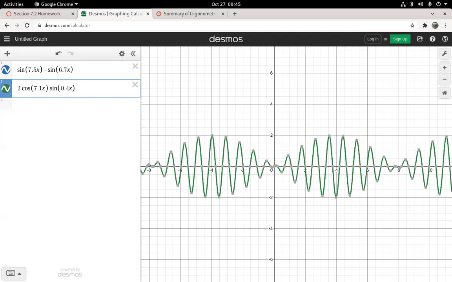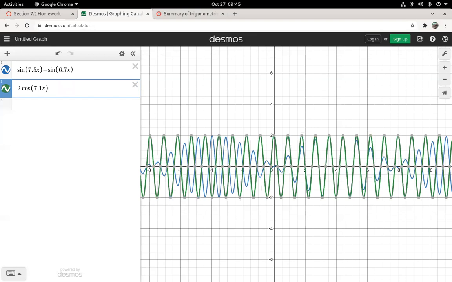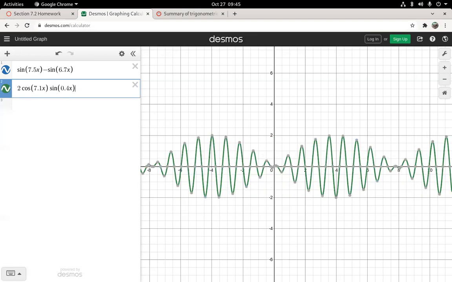All right, so if we get rid of that sine, then this thing has a constant amplitude, but it has a similar period, right? The zeros are the same. If we get rid of this cosine, check this out, then I get a bigger wave that contains that smaller wave.